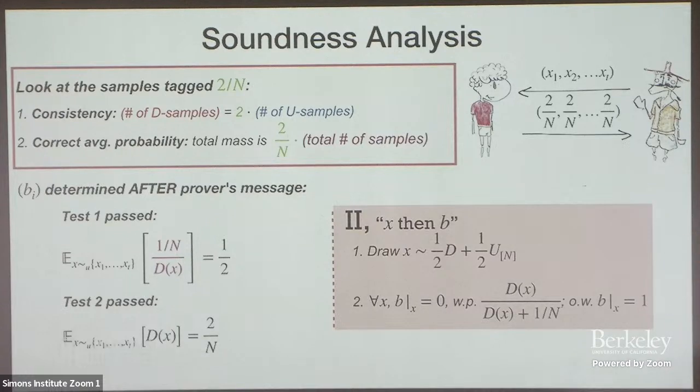And again, by simple manipulation, just multiplying by n, we get this condition right now. And this is very nice, because what we get here is that the set of samples that the prover chooses to tag 2 over n has to satisfy these two conditions. Namely, if we draw a uniform sample from this set of samples, then the inverse of its probability has to be 2 over n, and the average probability has to be n over 2 and 2 over n. Sorry, that's what I was meaning to say.